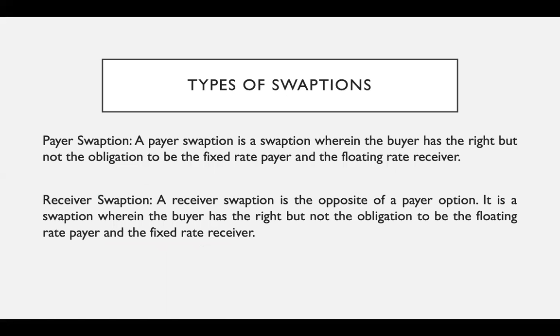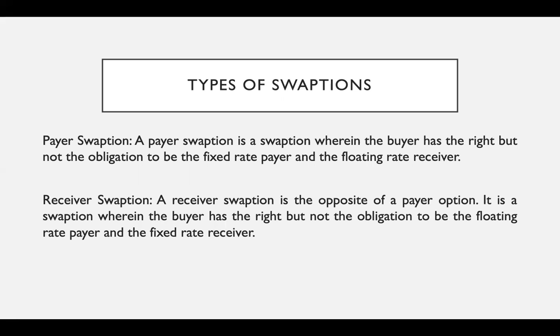So what are the types of swaptions? There are two major types of swaptions, the payer swaption and the receiver swaption. A payer swaption is a swaption where the buyer has the right, but not the obligation, to be the fixed rate payer and the floating rate receiver. So any company or firm who believes that the interest rates are going to increase later on would want to enter into a payer swaption, because in that way they would receive the floating rate interest and they would only have to pay the fixed amount of interest that has been decided in the contract.